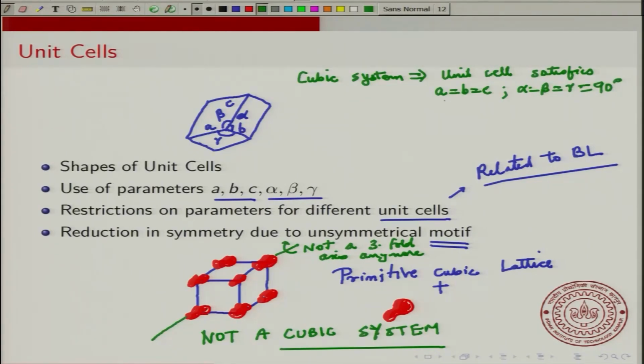However, this is not sufficient. Just because a unit cell satisfies A equal to B equal to C and alpha equal to beta equal to gamma equal to 90 degrees, this does not imply a cubic system. So you could have the same unit cell shape, but a very different system. So that is to be kept in mind.